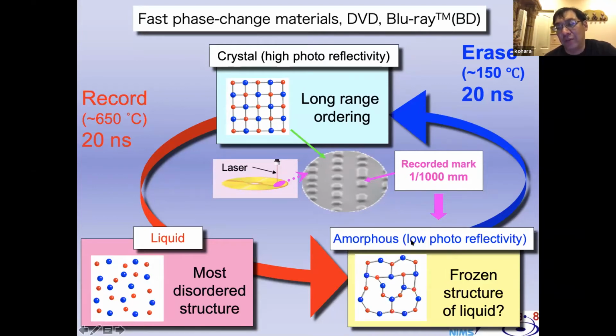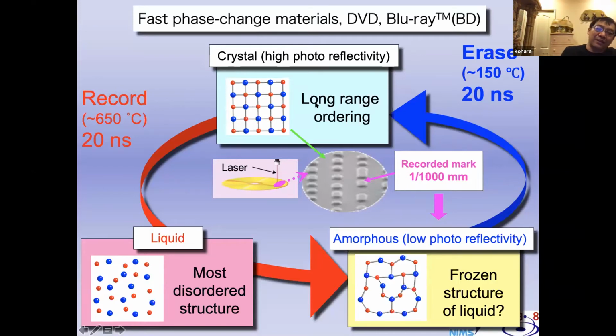An important point is the erase process from the amorphous phase to the crystalline phase. Again, we need very short laser irradiation, again 20 nanoseconds. But the temperature is very low, less than 200 degrees centigrade. But nevertheless, the amorphous phase can transform rapidly to the crystalline phase.